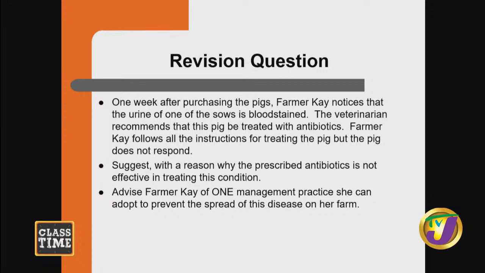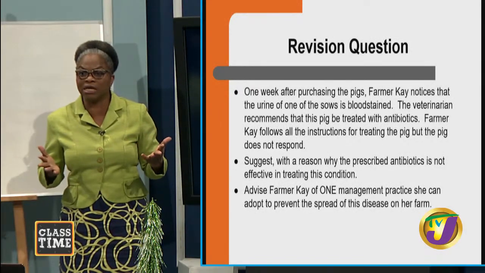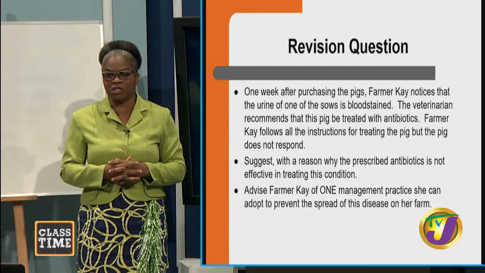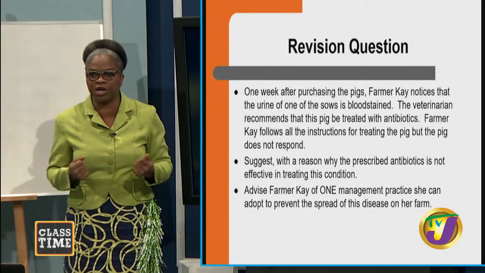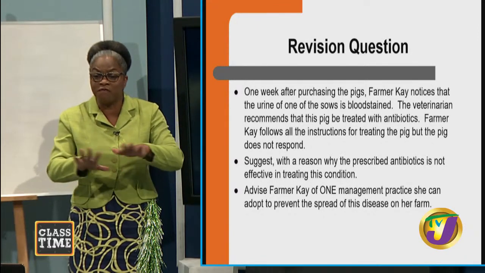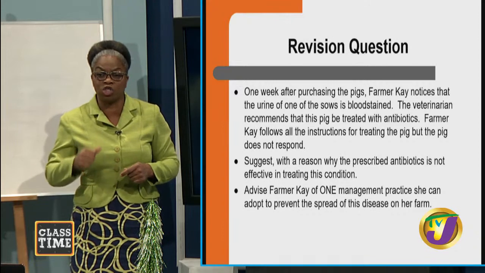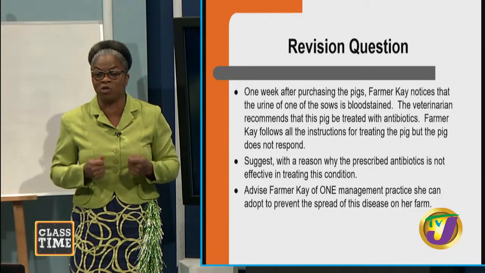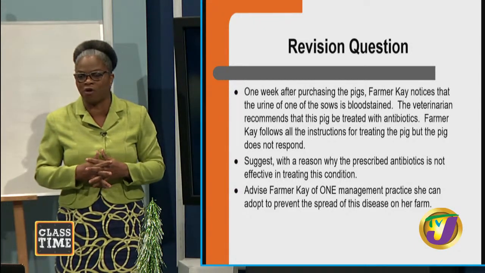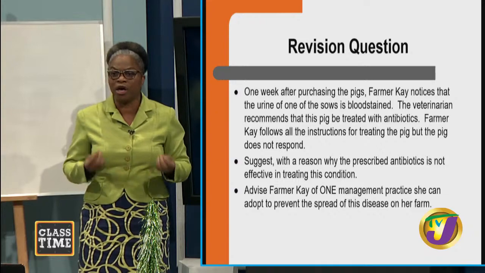So we are saying they just bought the pigs, so we are getting pigs from outside. They are coming inside, right? He's noticing that there is what we call bloodstained urine. And he's doing what the veterinarian is saying, is treated with antibiotics, but nothing is changing. What we now need to do is to ensure that the environment is very clean. We can move that animal into isolation because we're not sure what is happening there, because we want the animal to recover. When you put animals in isolation, they are able now to rest and to recover. And so with the antibiotics and isolation, we should be able to see some changes in the animal.